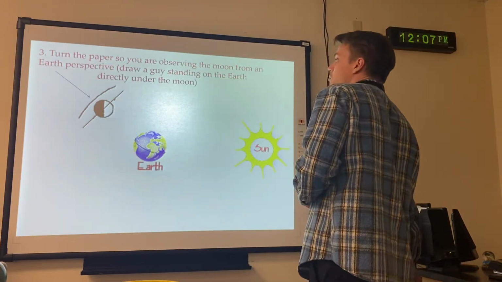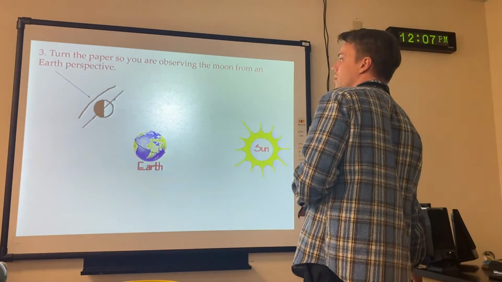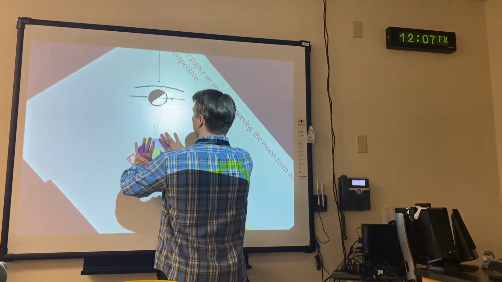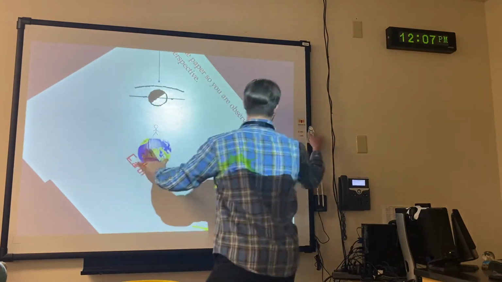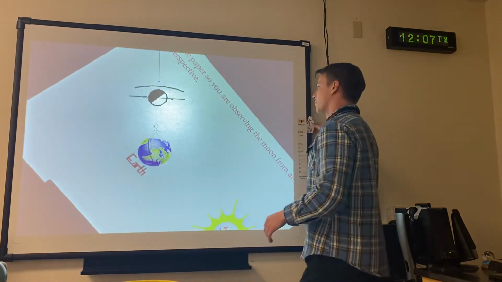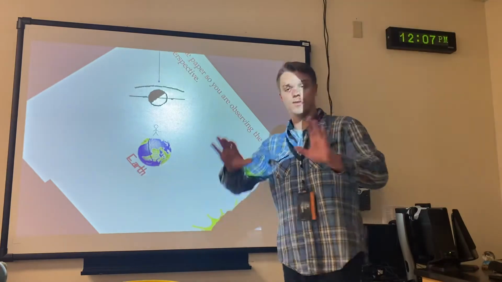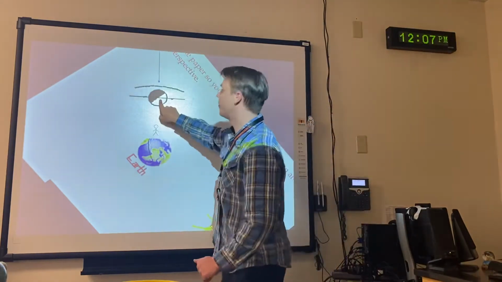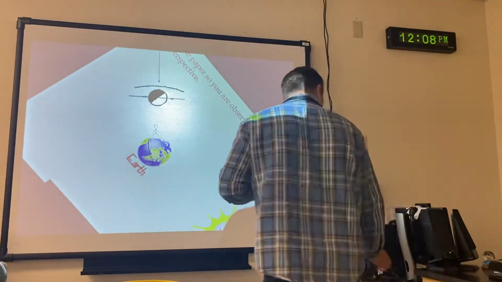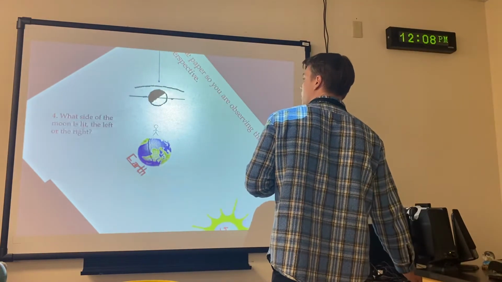Next, we're going to turn the paper so that we are below the moon looking up at the earth. And I even like to put the little stick figure guy on there. Now that we've turned the paper so that we're looking from earth up at the moon, just like how we are standing here on earth looking up at the moon, we'll be able to analyze what the moon looks like.